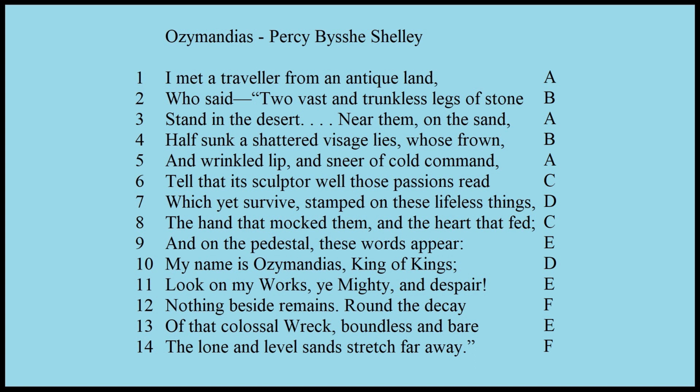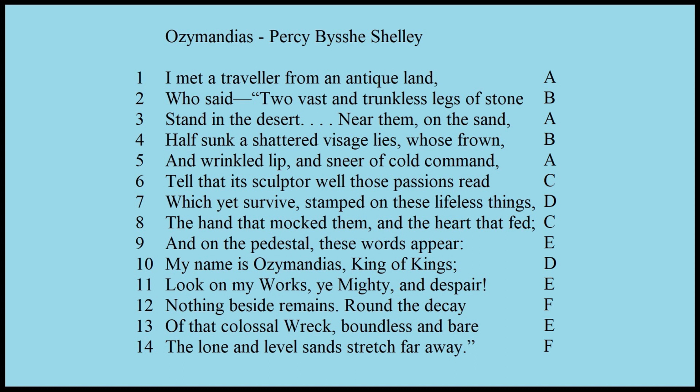You can also see on line 10, right, where it gets to, and on the pedestal these words appear, my name is Ozymandias, King of Kings. That is a minus device, because that is not actually dialogue. That is the person who is speaking, reciting something. So he's reciting a description, something that's written on the statue. So it's a minus device because it breaks the expected pattern, right? Because it was a person talking, and now they're not talking. They're reciting something, and then it goes back to them talking. So that is a minus device.